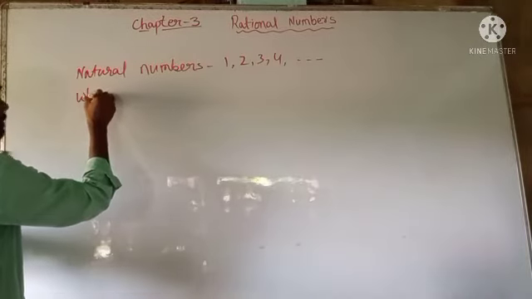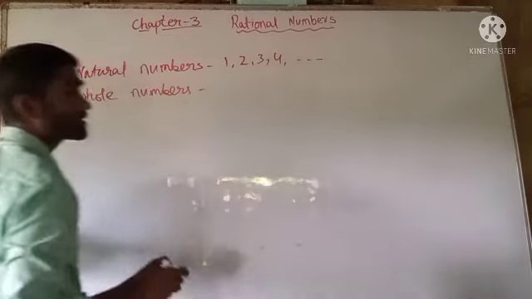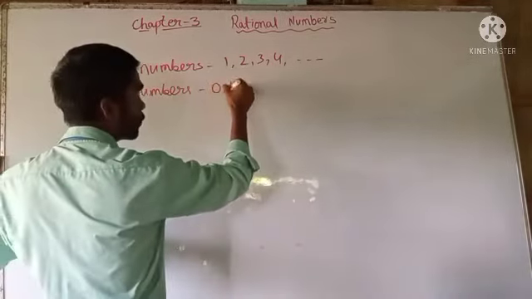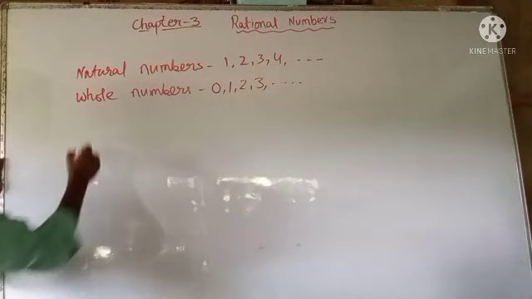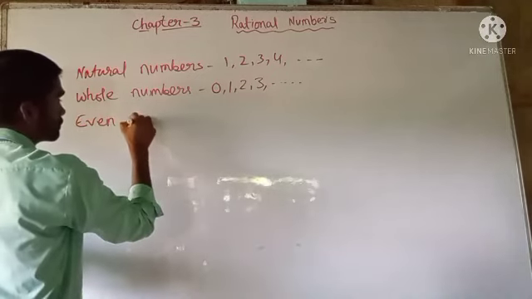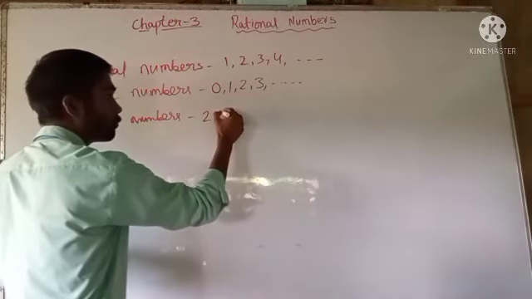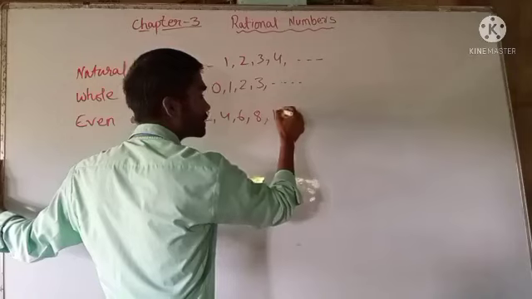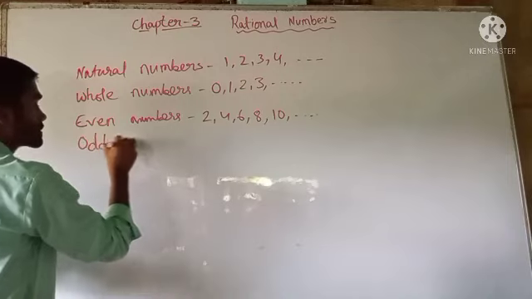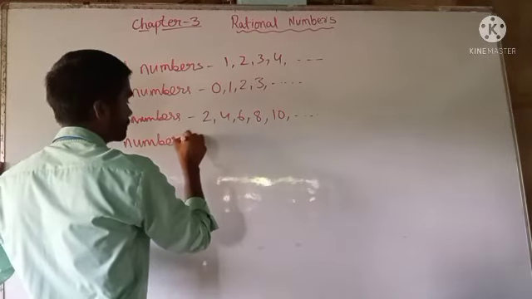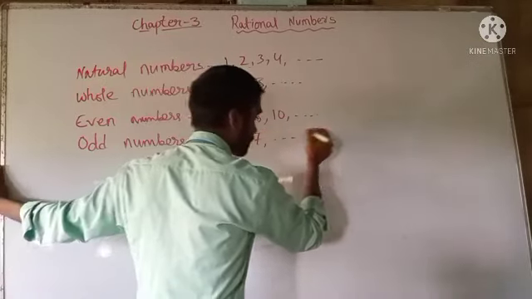Next is whole numbers. Whole numbers start from 0: 0, 1, 2, 3 and so on. Next are even numbers. Even numbers are 2, 4, 6, 8, 10 and so on. And next that we have learned is odd numbers, that start from 1, 3, 5, 7 and so on.